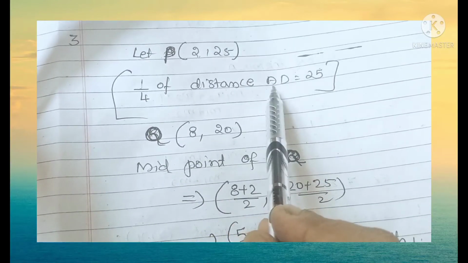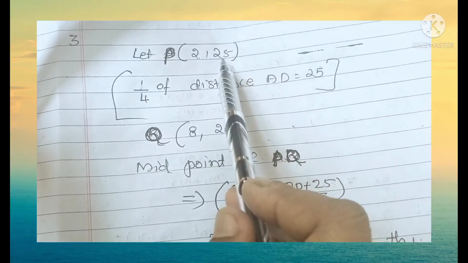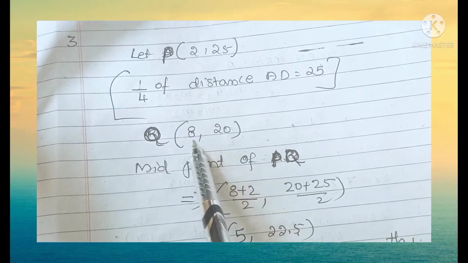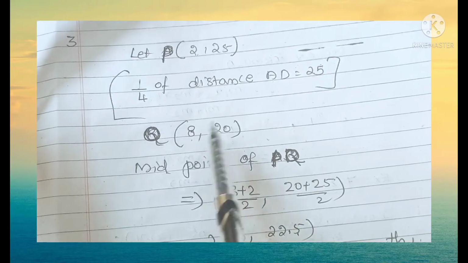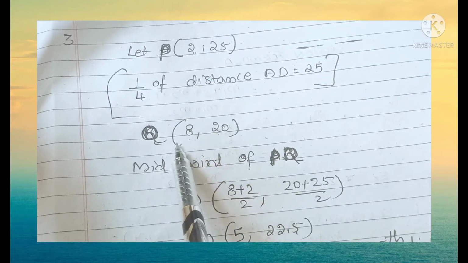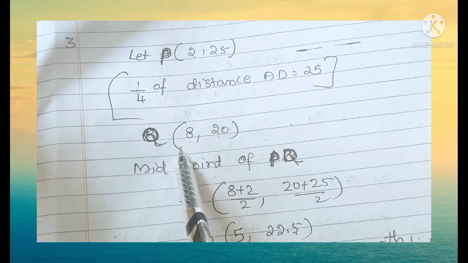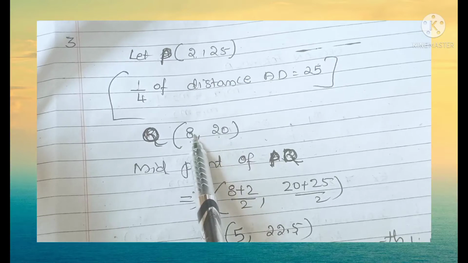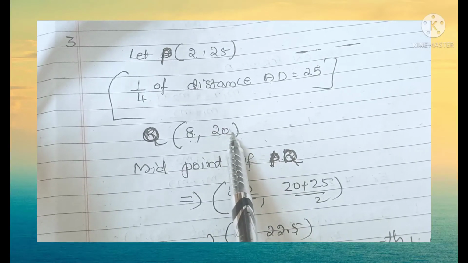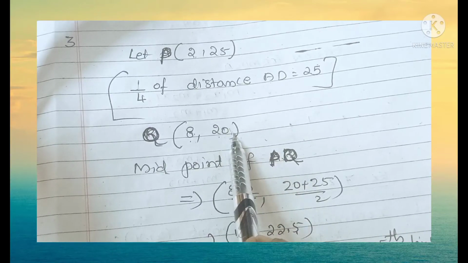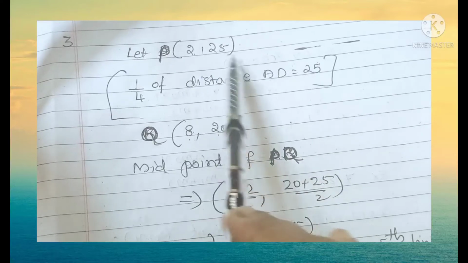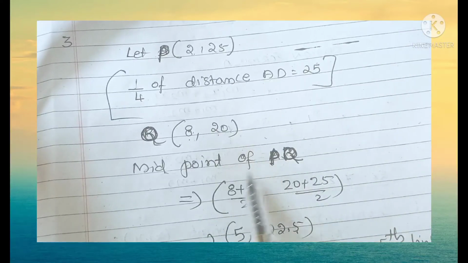And 1/4 of distance AD, that is 25. So y coordinate is 25. In the same way we can find the coordinates of Q as 8 and 20, since through 8 the line, that flag is there, and 1/5 of the distance AD, 1/5 of 100, that is 20. So 8, 20 and 2, 25.